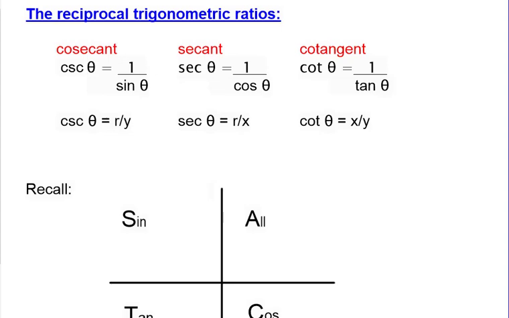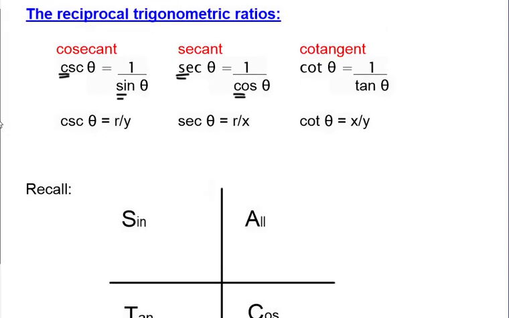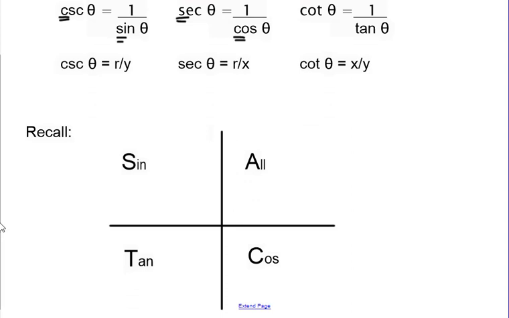Some ways that I help try and remember these: cotangent has the word tangent in it. Secant, the s goes with the c, and same with cosecant, the c goes with the s. That's one way I think about it, just as a little memory trick. Because the cosecant does not go with cosine. That's not at all related.